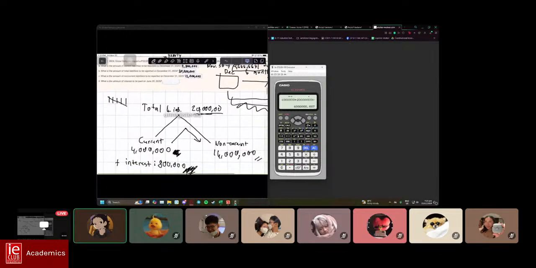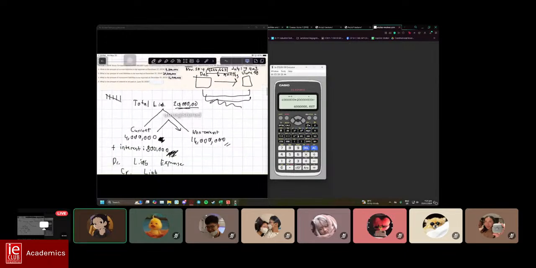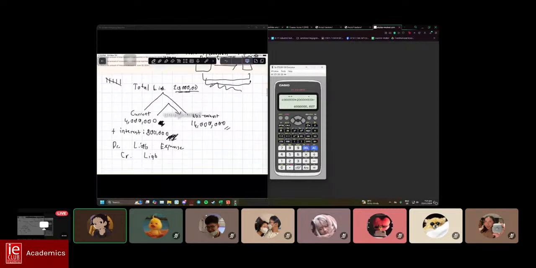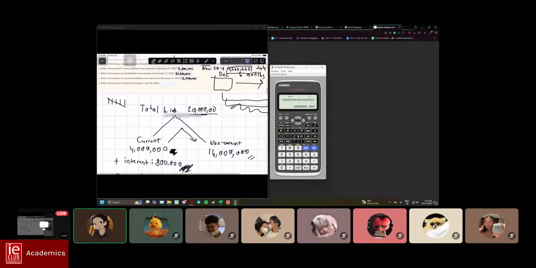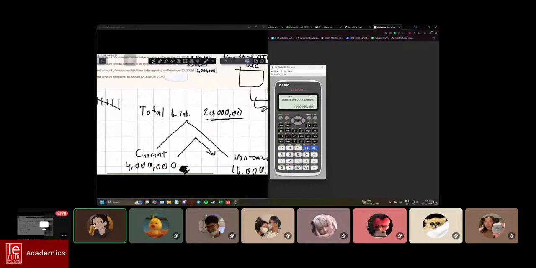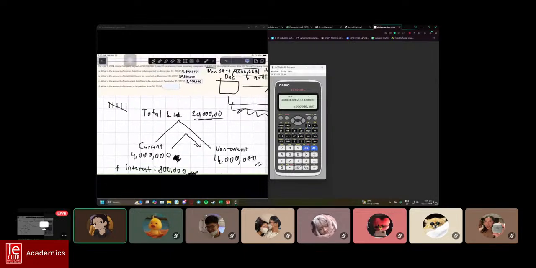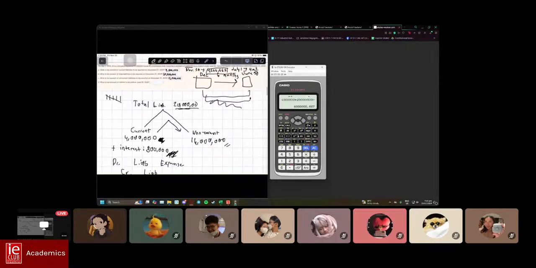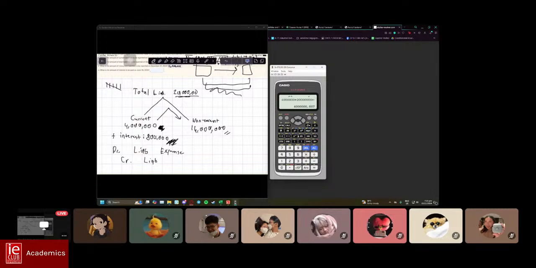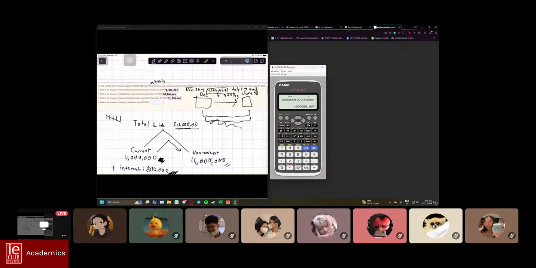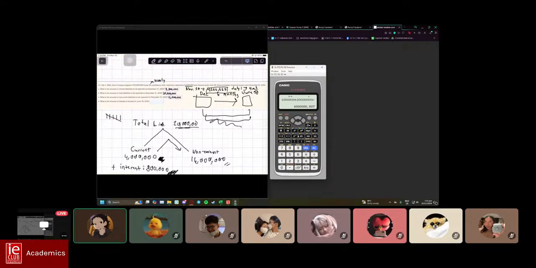So, in this case kasi, the interest is based on what the current principal is. To ask what amount of interest is to be paid on June 30, 2026, we have to know first how much principal there still is on June 30, 2026. So by then, let's see, 2025. Okay, tama.